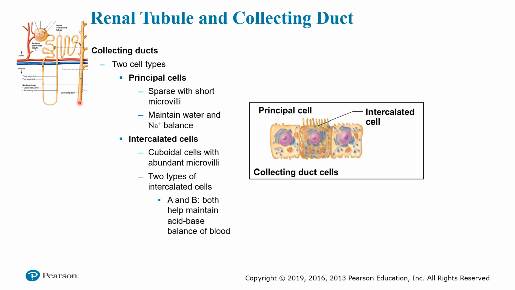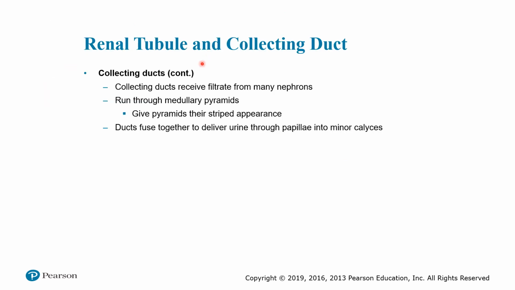Over here we find two types of cells. There are principal cells, which are sparse and have short microvilli. What is their function? They maintain water and sodium balance. Then we have intercalated cells. Intercalated cells are also cuboidal, and they have abundant microvilli, like you can see on the top. There are two types of intercalated cells, A and B, and they both help in maintaining acid-base balance.